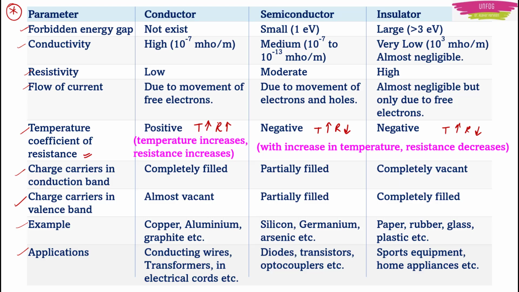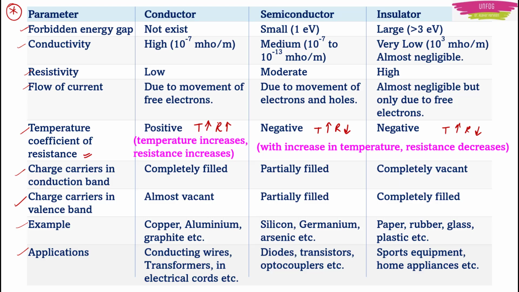See, as I told you, in a conductor there is no forbidden energy gap. In a semiconductor it is very small when compared to insulators, around 1 eV. And in an insulator, the conduction band and the valence band are very far away. That means the forbidden energy gap is greater than 3 eV. Then you have to remember these values also.